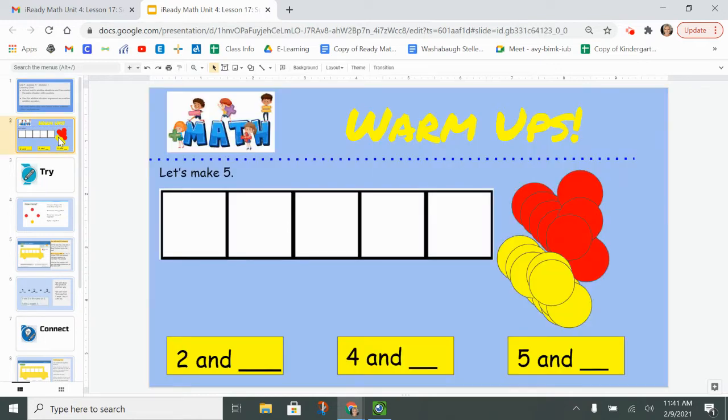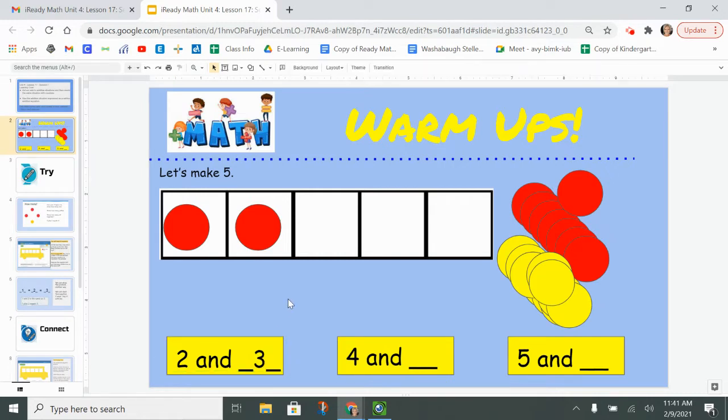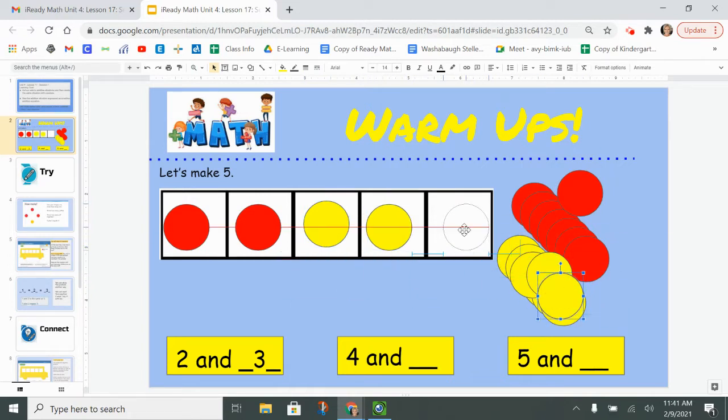All right, let's warm up. We are going to make 5. You can see here we have a 5 frame. So down here, the first one says 2 and, so I have 2. 2 and what makes 5? Shout it out for me. Good. 3. 2, and if I move these over, you can see the problem. 2 and 3 make 5.